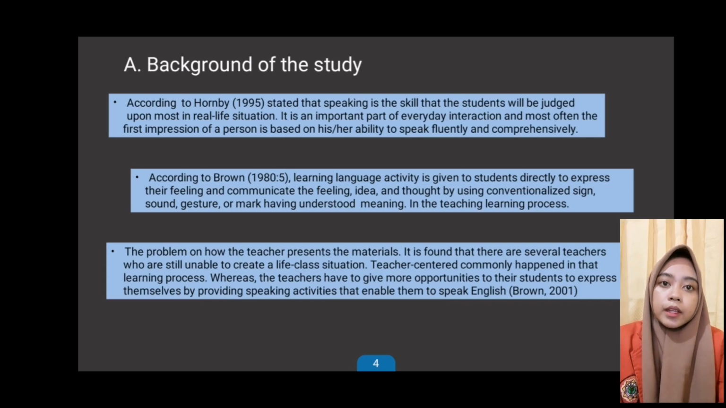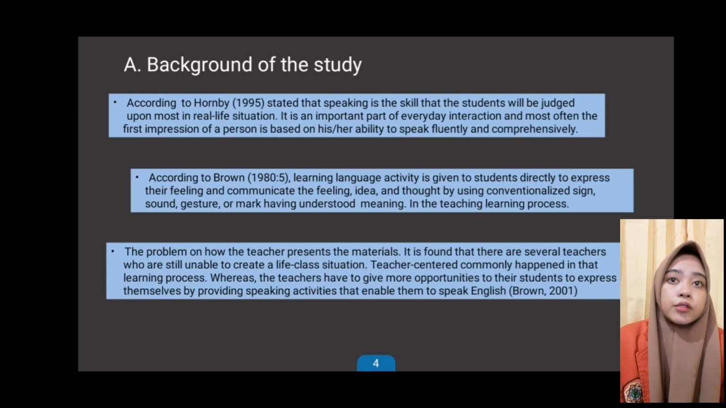Background of the study. According to Hornby, 1995, speaking is the skill that the student will be judged upon most in real life situations. It is an important part of everyday interaction, and most often the first impression of a person is based on his or her ability to speak fluently and comprehensively.